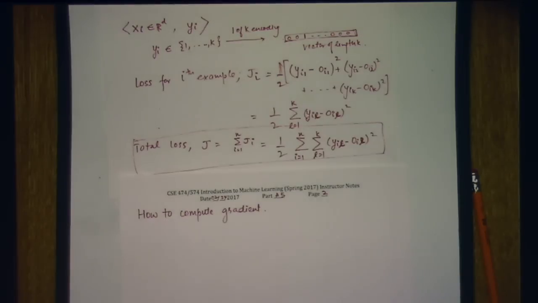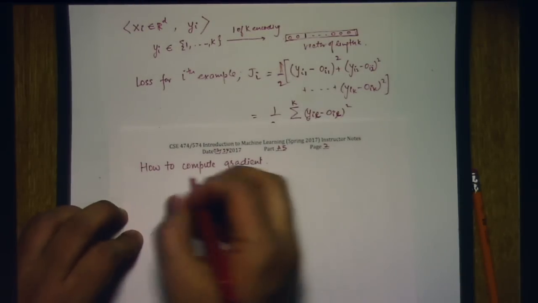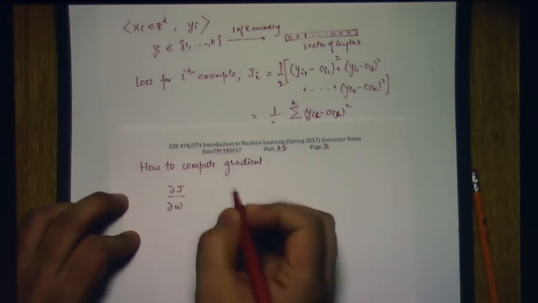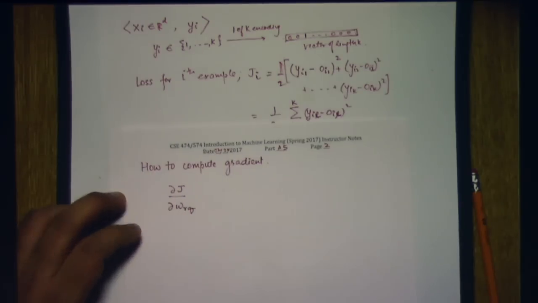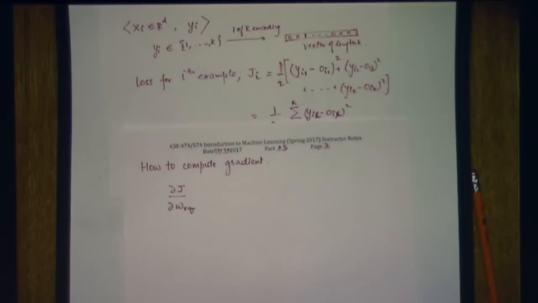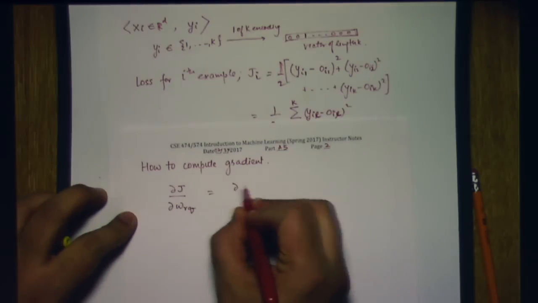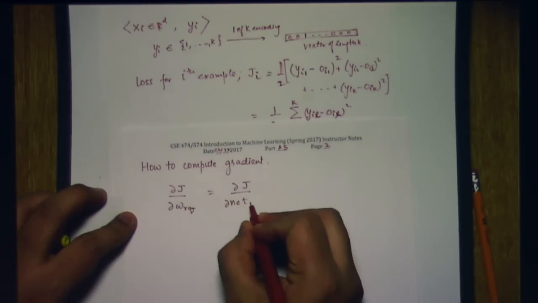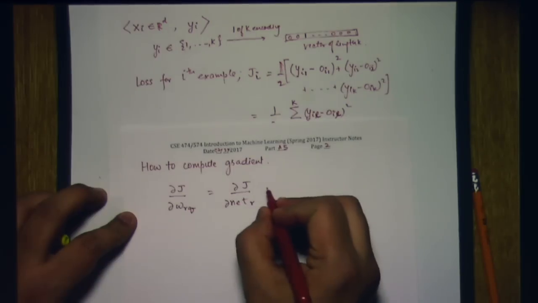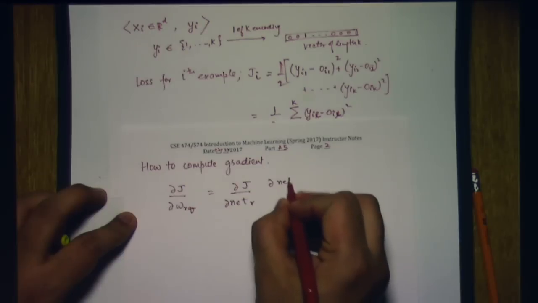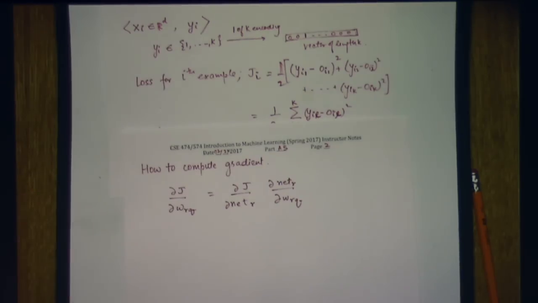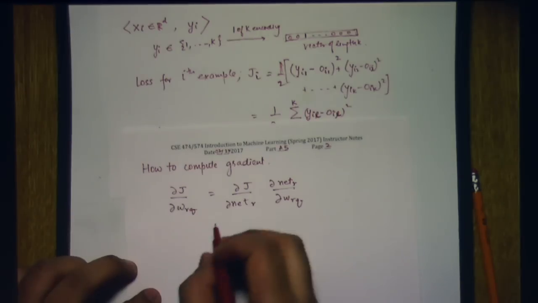Please stop me if anything is not clear, right? So we are trying to compute the gradient of J with respect to any arbitrary weight entry in any unit, like RQ. And what I say is that this will be nothing but the derivative of J with respect to net of R times the derivative of net of R with respect to WRQ, right? That's just the product rule.